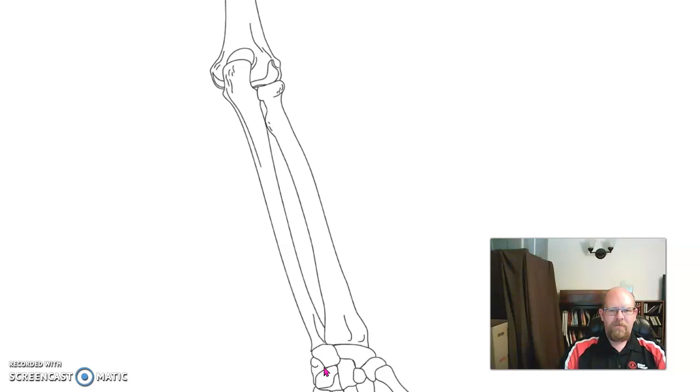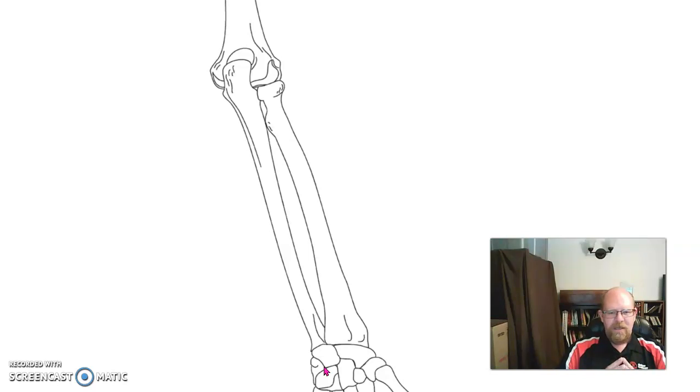So what's the nerve? Well, that's easy. Any muscle in the upper extremity that originates on the humerus, posterior aspect of the ulna, posterior aspect of the radius, if that's the origin, posterior aspect, the nerve is automatically radial. No exceptions.